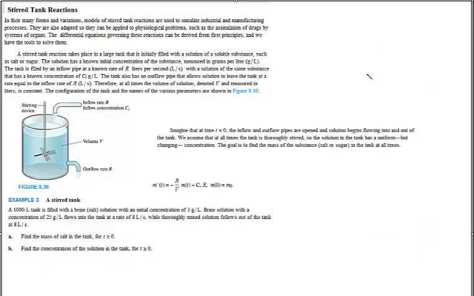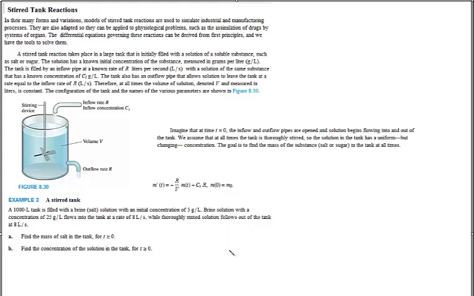In our stirred tank problem, we have a solution, and we are putting in something that is going to be thoroughly stirred and thoroughly mixed throughout. It will be our concentration of this substance in our solution, and we are to assume it to be uniform. Our concentration is changing over time, and our goal is to find the mass of the substance that we're putting in there at all times.